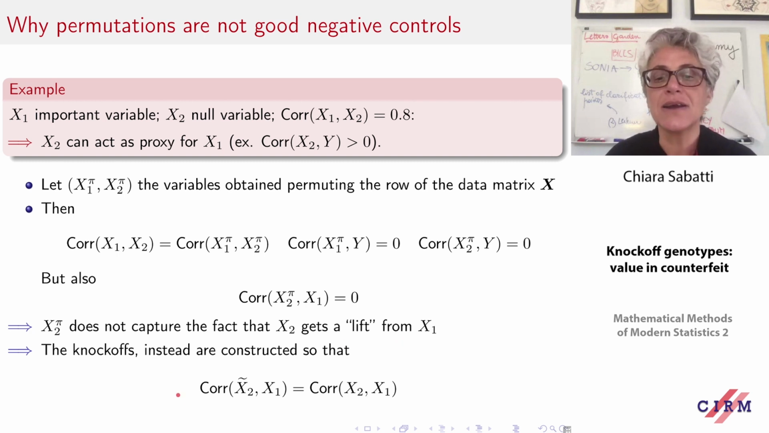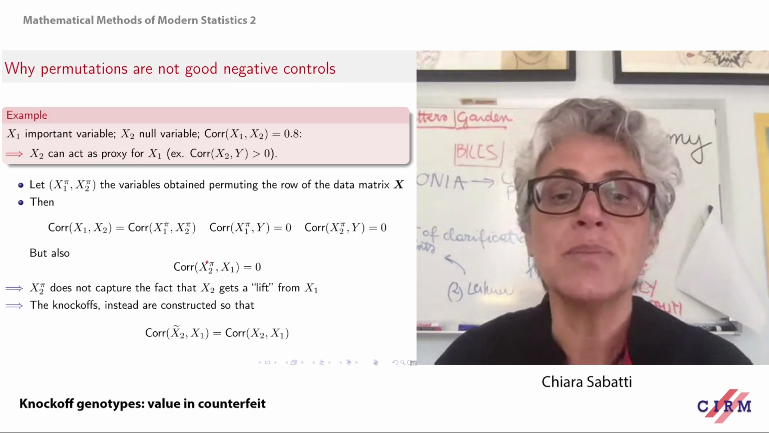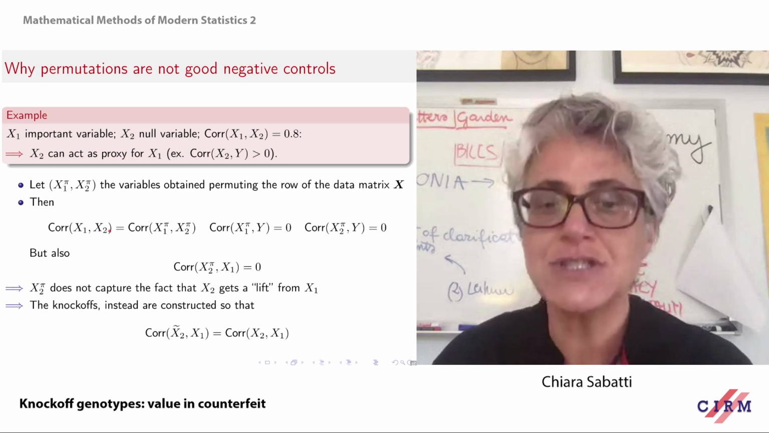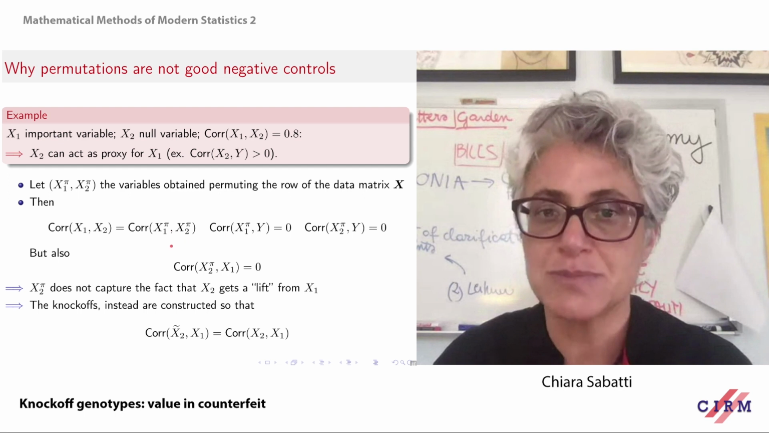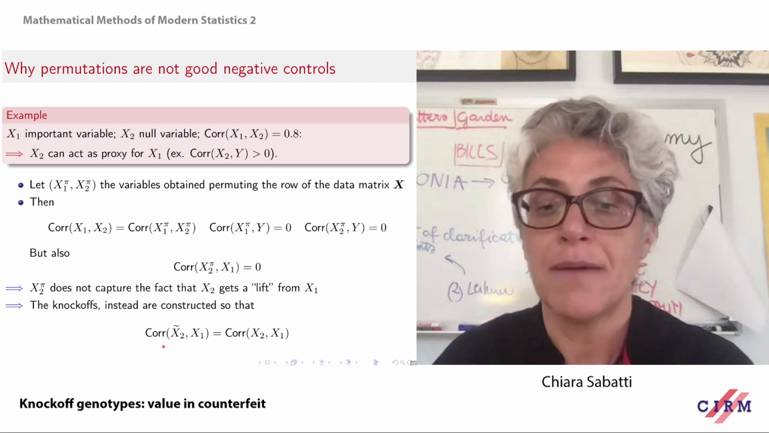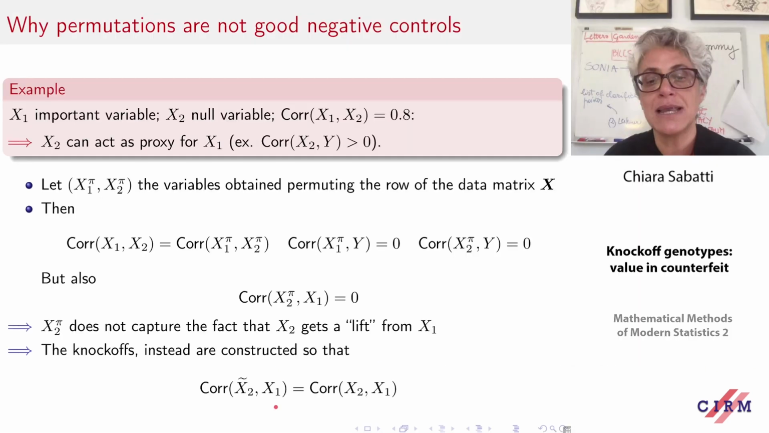Instead, the knockoffs are constructed such that this correlation is also preserved. So we don't preserve only the correlation between original variables and the corresponding permuted copy, but also the correlations across. So x2 tilde, the knockoff x2, has the same correlation with the original x1 as the original x2 had with x1. So this negative control will mimic the fact that x2 can get a lift from x1.